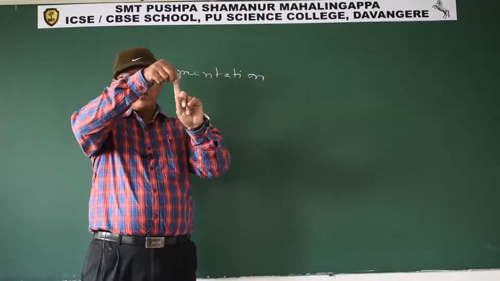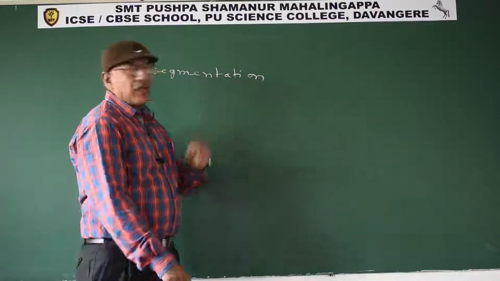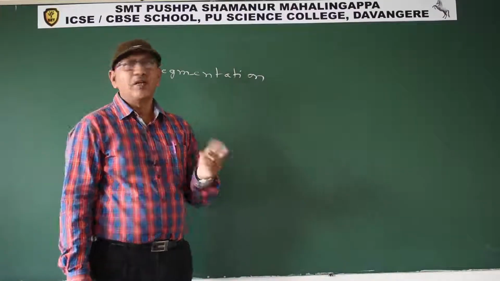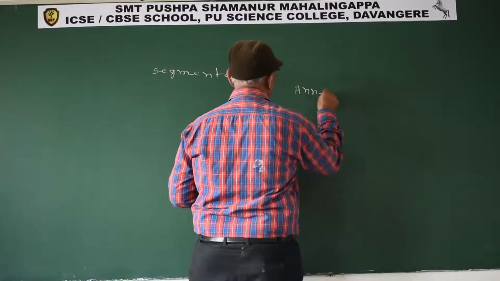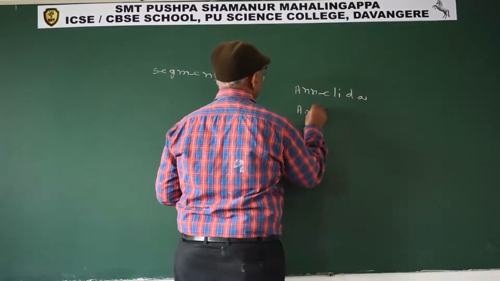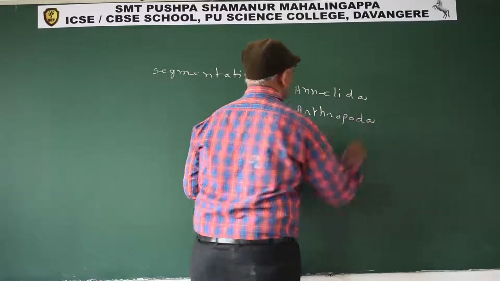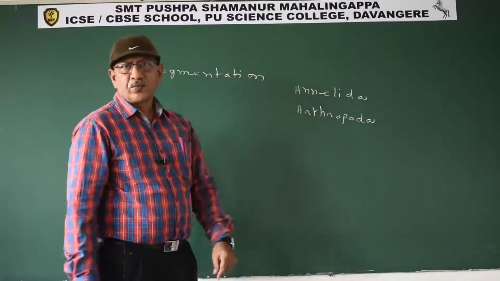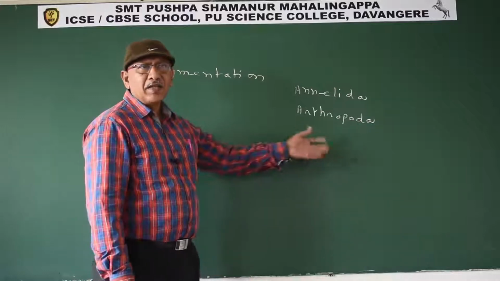We consider it as one segment, it is another segment. So that is segmentation. Segmentation seen in members of phylum Annelida, Arthropoda. For example, in cockroach, body is in the form of 13 segments in adult.